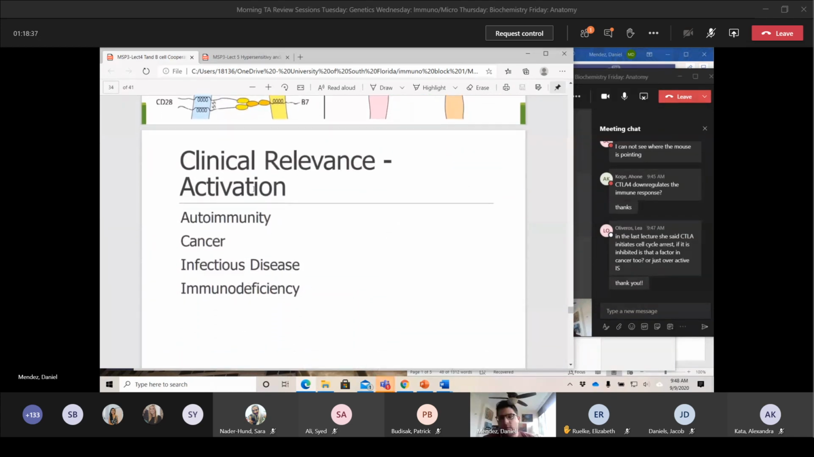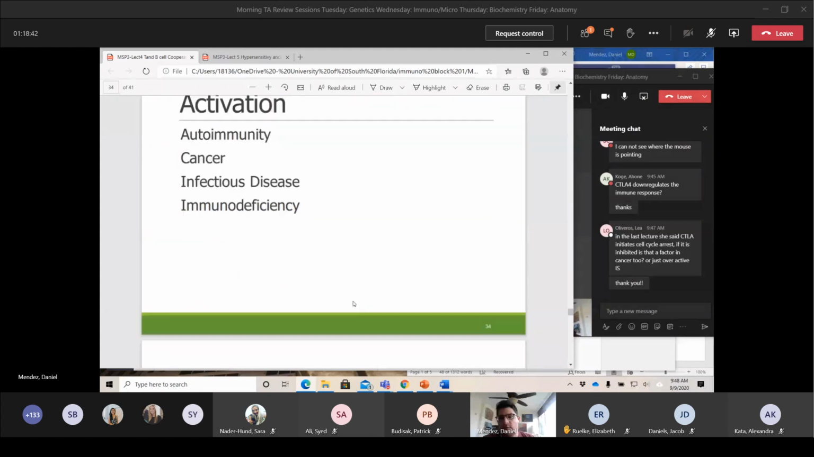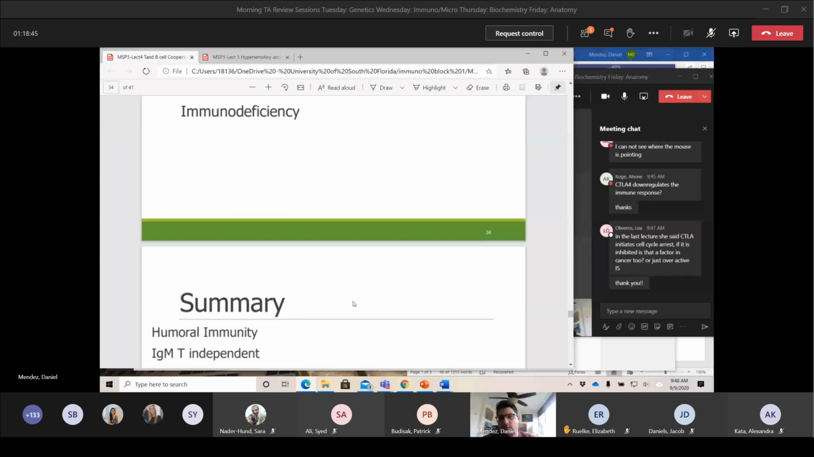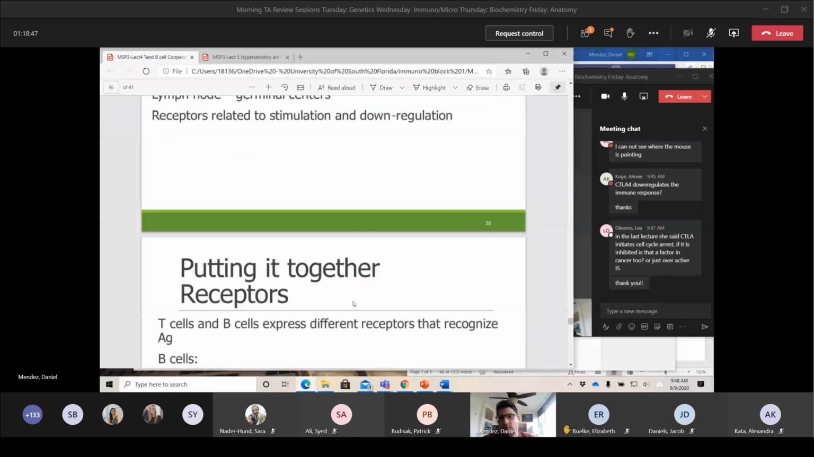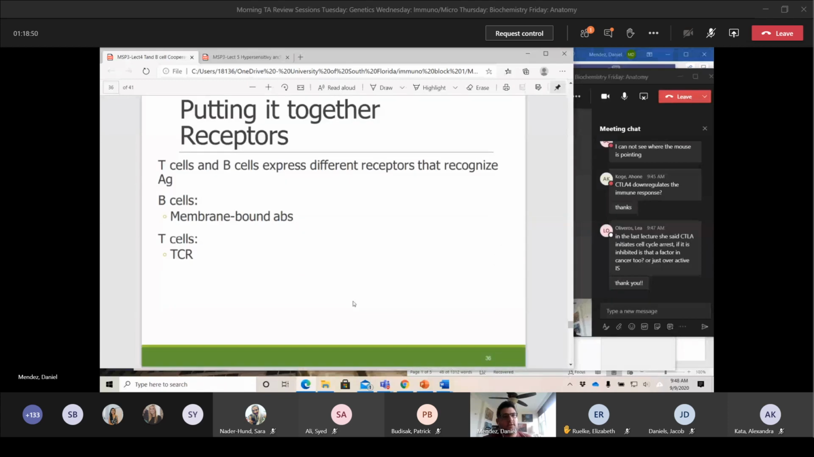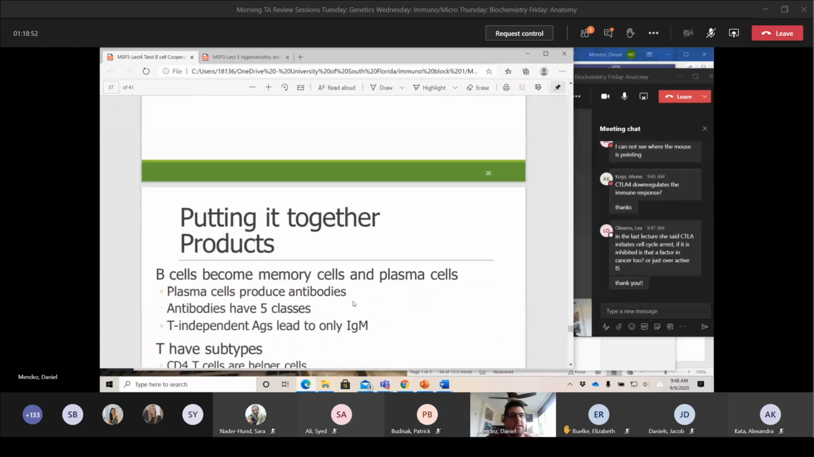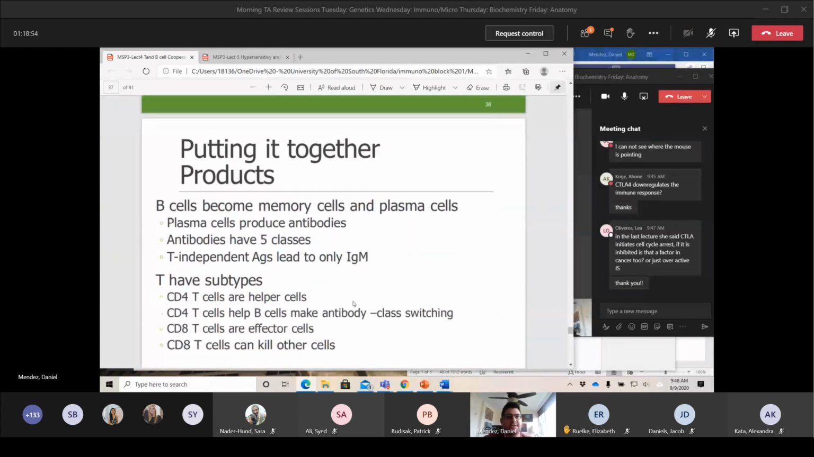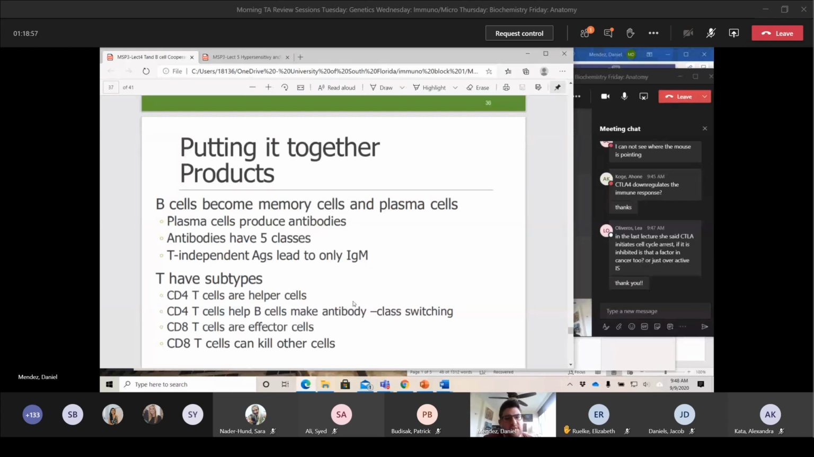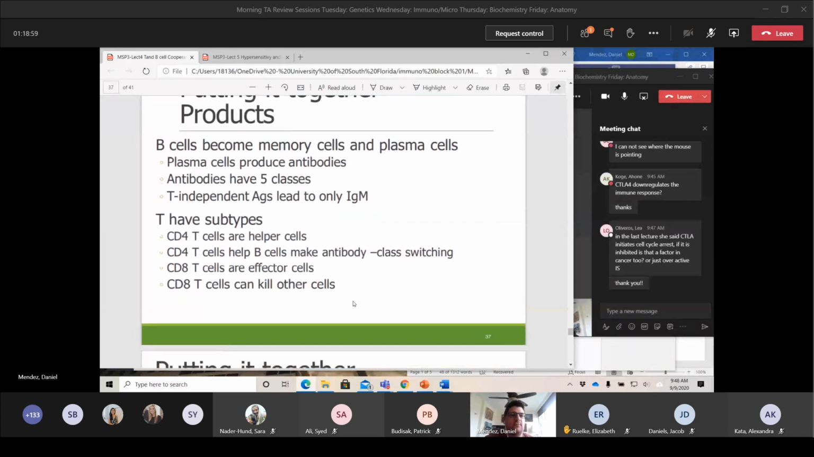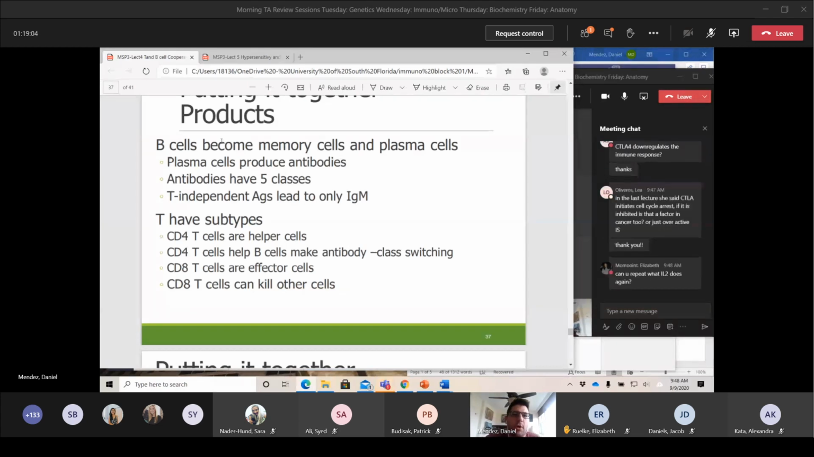So once again, clinical relevance: autoimmunity, cancer, infectious disease, and immunodeficiency. We'll get into all of these a lot as we continue. All right, so putting it all together, it is important to go through these summaries. She's very, very helpful with these summaries, and this lecture was a little shorter. There was a lot more review in this lecture than there needed to be, but it is helpful to know. Make sure you know the B cell process, the whole purpose of the B cell process, and the T cell subsets, and what each one of them does. You should know it at this point, but on slide 37, this is very good information for your study sheet.